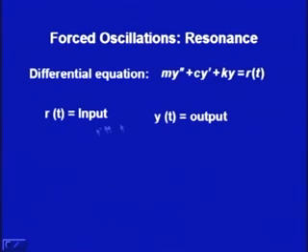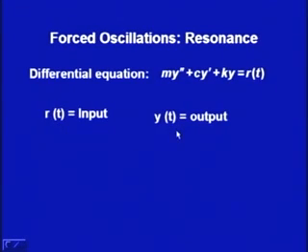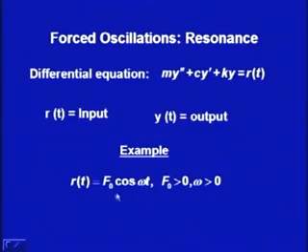Sometimes we say this is the input, or this is the force being applied, and this output we call the response to this force which is governing this motion. So, this is also called the response. For example, let us take r(t), that is, the force which is governing the motion, of the form f naught cos omega t. This omega is something different. So, f naught is a constant and the force is of this form.